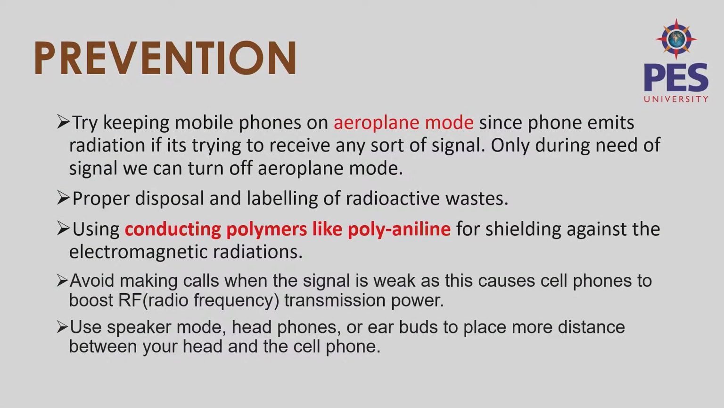Prevention of radiation pollution includes using phones on airplane mode when not calling, using conducting polymers like polyaniline, which is used to shield against electromagnetic radiation, and using the speaker mode to increase the distance between the head and the cell phone. Now my friend Deepa will explain about the project.